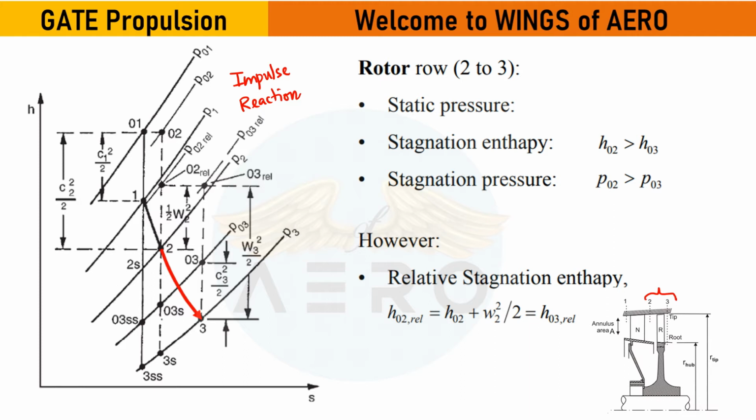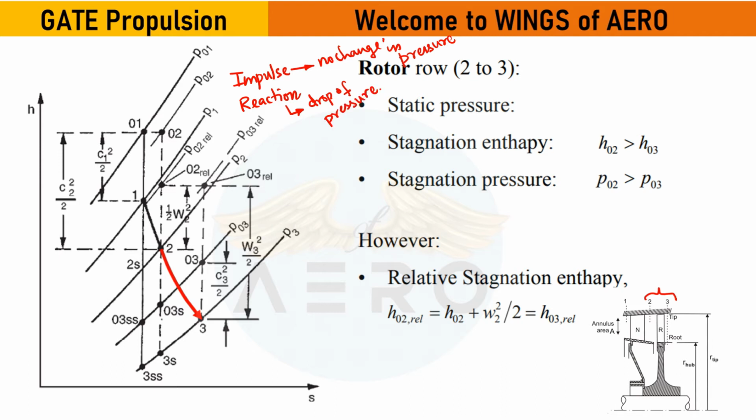But in case of the rotor in impulse, there is no change in pressure, because the entire pressure loss takes place within the nozzle. But in case of reaction, the pressure drop is shared. There will again be a pressure drop.